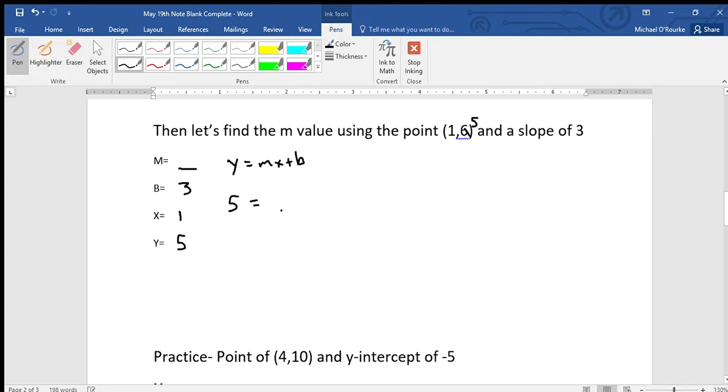y equals, I'm going to switch the order of this just because it's easy. So we have 1m plus 3. Okay, and since it's 1m, we don't have to write that 1, so we can just get rid of that 1. Now rearrange: 5 minus 3 equals m equals 2.